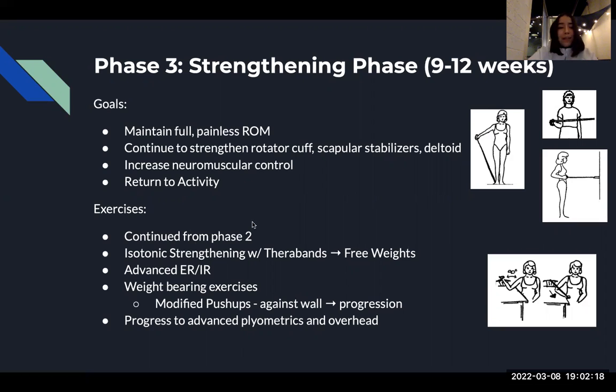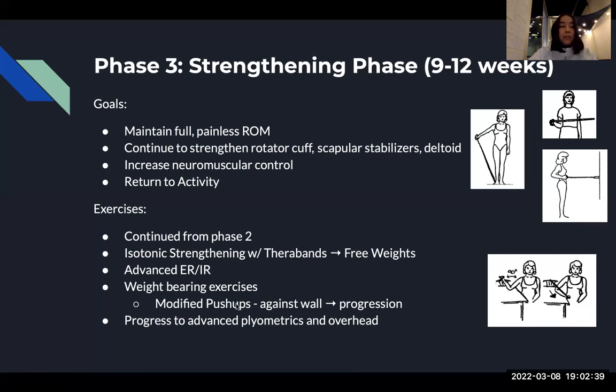Your exercises are going to be continued from phase 2 with including isotonic strengthening with TheraBands, starting with low resistance, moving up the resistance, and then finally progressing to free weights, as well as advanced external rotation and internal rotation, as you see in this bottom right.